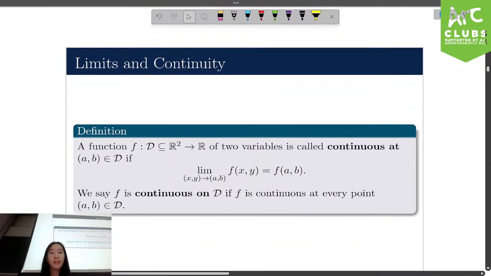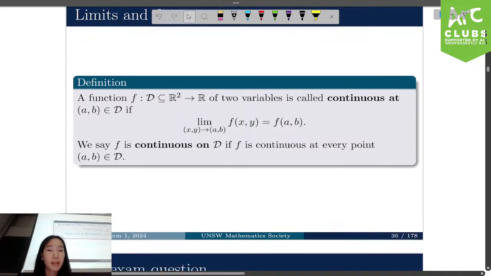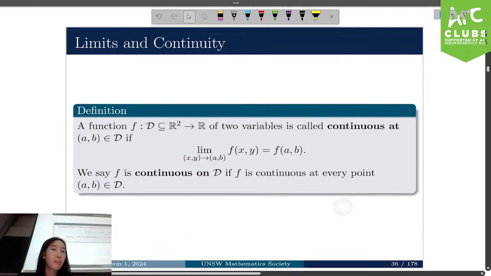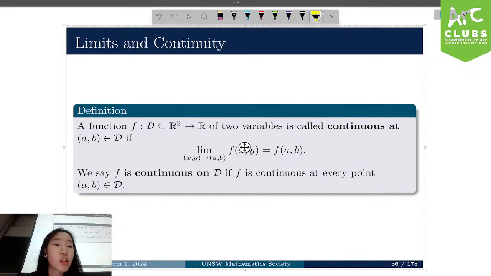So a function f of two variables is called continuous at (a, b) if the limit as (x, y) approaches (a, b) of f(x, y) is equal to f(a, b). We say it's continuous on D if it is continuous at every point of D. There's a very important fact. The main difference from the one-dimensional domain is that in two dimensions, or even higher, we can approach a point from infinitely many directions, compared to only left and right in one dimension.